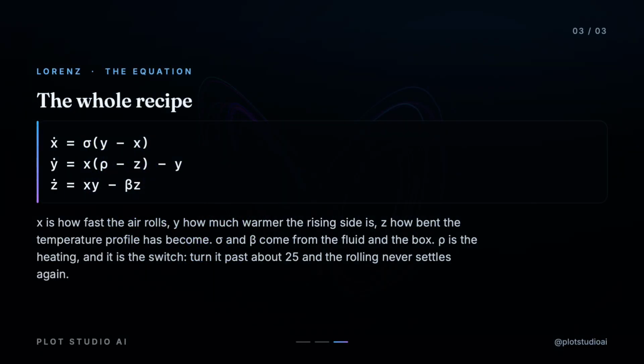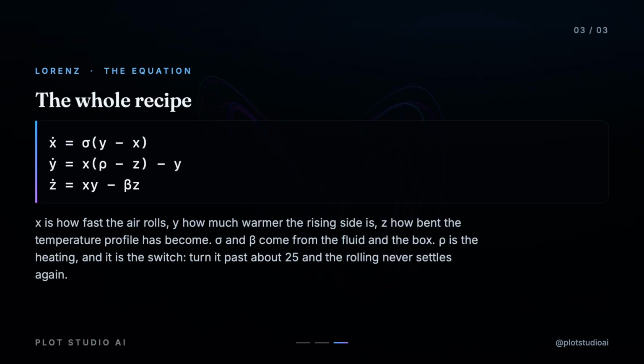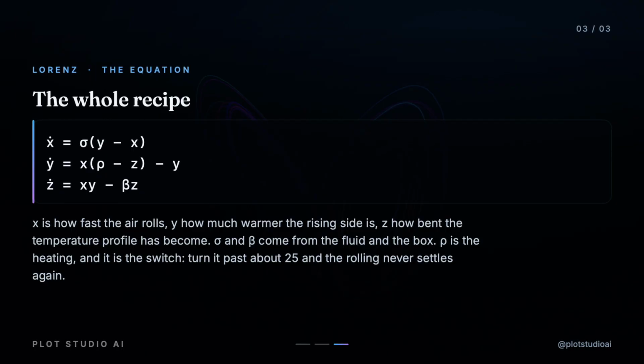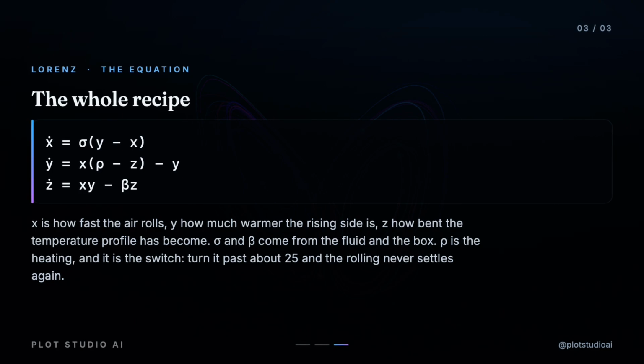The whole recipe. x dot equals sigma times y minus x. y dot equals x times rho minus z, minus y. z dot equals xy minus beta z. x is how fast the air rolls, y how much warmer the rising side is, z how bent the temperature profile has become. Sigma and beta come from the fluid and the box. Rho is the heating and it is the switch. Turn it past about 25 and the rolling never settles again.